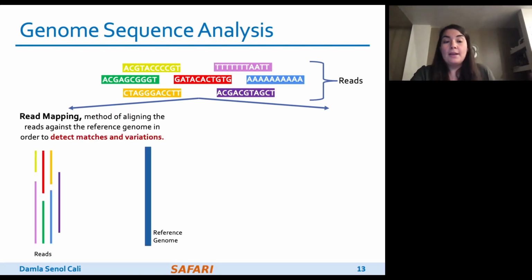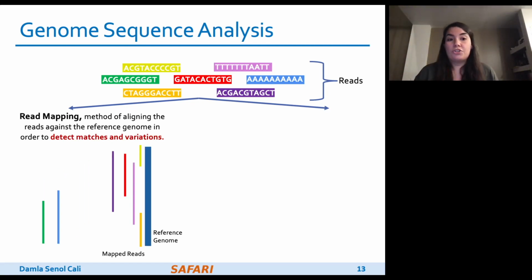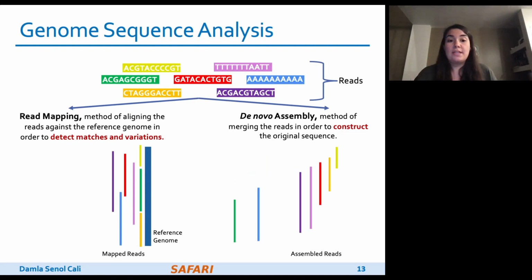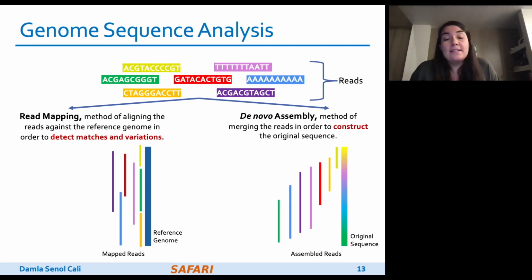First one is read mapping, and it is the process of aligning the generated reads against a reference genome to detect sequencing errors and also variations in the sequenced genome. And the second approach is de novo assembly, which is the method of combining the reads to construct the original sequence when a reference genome does not exist, or when we want to improve an existing reference genome, or when we don't know what the actual organism is for the reads that we sequence. So if we don't know the organism, we cannot talk about a reference genome, for example.